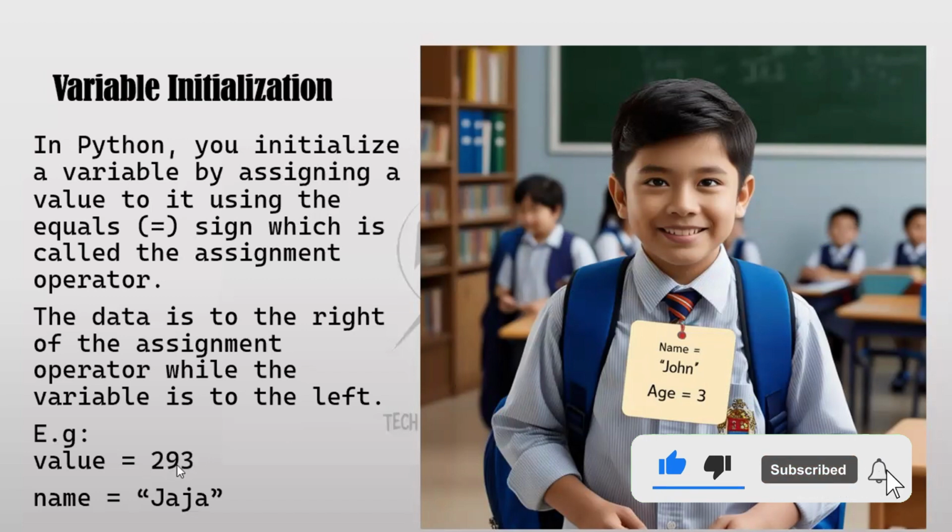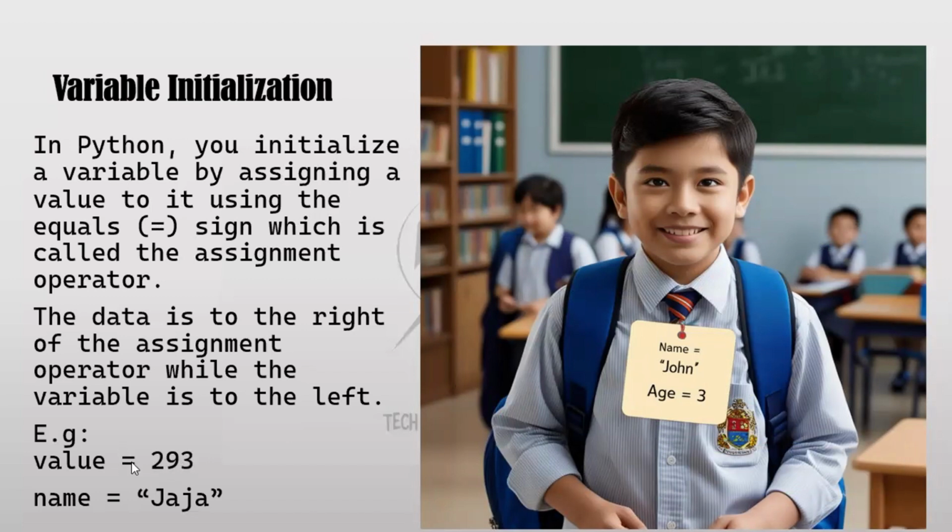We have 293, which is an integer. And then this equal sign is the assignment operator. And then value, which is the variable. In the second case, we have this string, which is Jaja. And then the name, which is a variable, and then the assignment operator. Please note, in Python, the equal sign doesn't mean equality. It means assignment. In this case, it means that the value 293 has been assigned to the variable value. And also in this second case, it means that the string Jaja has been assigned to the variable name.